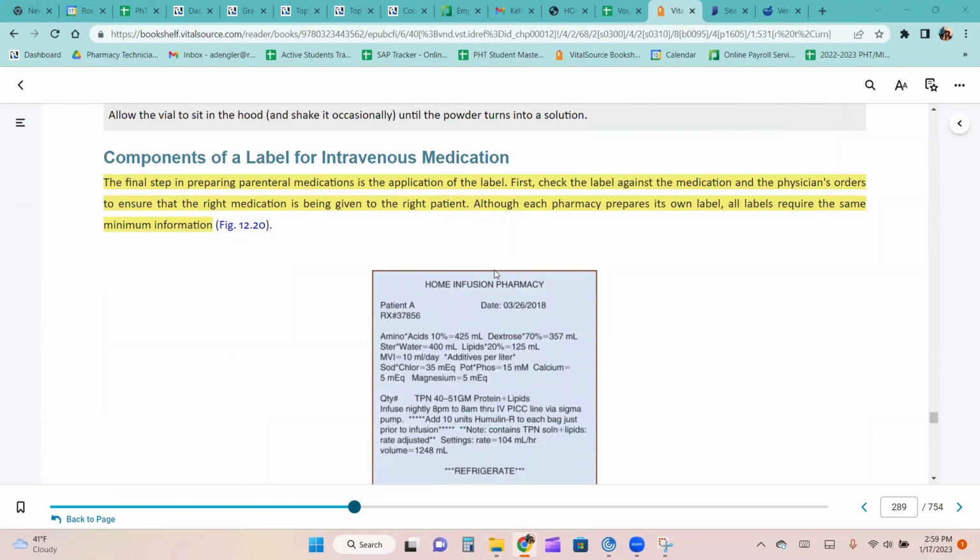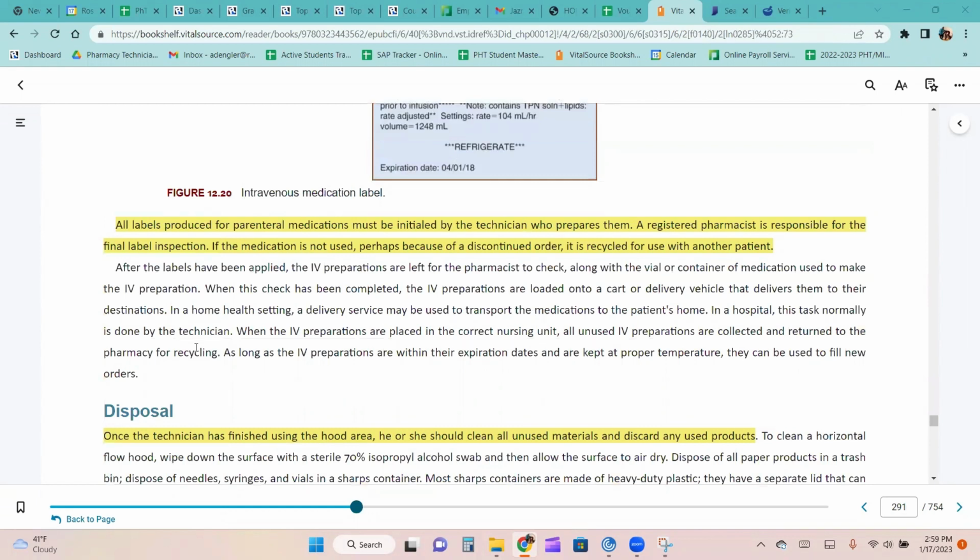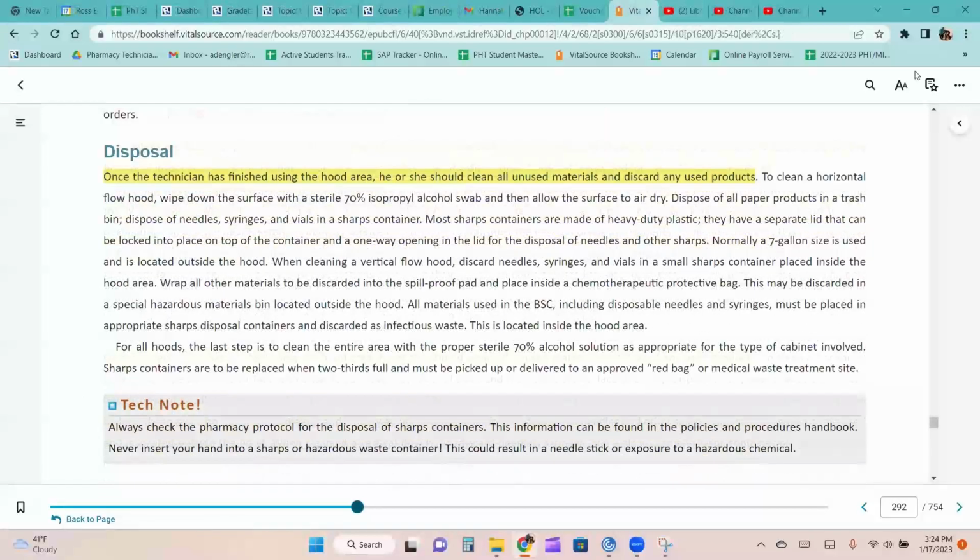The final step in preparing parenteral medications is the application of the label. First, check the label against the medication and the physician's orders to ensure that the right medication is being given to the right patient. Although each pharmacy prepares its own label, all labels require the same minimum information. All labels produced for parenteral medications must be initialed by the technician who prepares them. A registered pharmacist is responsible for the final label inspection. If the medication is not used, perhaps because of a discontinued order, it is recycled for use with another patient. Once the technician has finished using the hood, he or she should clean all unused materials and discard any unused products.